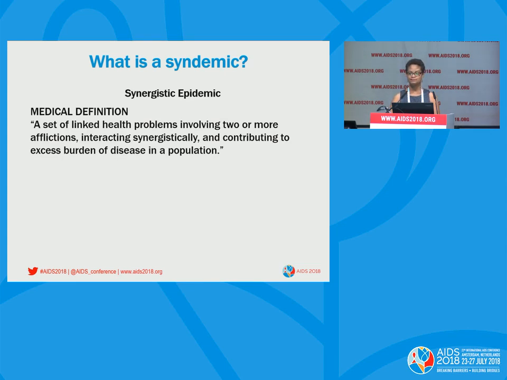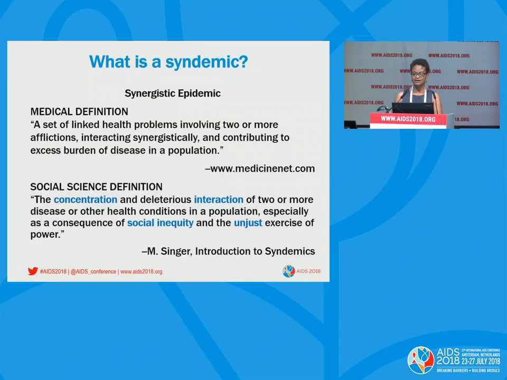It has a purely biological definition that's sometimes used in the medical literature as a set of linked health problems that involve two or more "afflictions" interacting synergistically and contributing to excess burden of disease. But the social science definition, and the definition that's been used in HIV research, has been the concentration and deleterious interaction of two or more diseases or health conditions in a population, especially as a consequence of social inequity and unjust exercise of power.